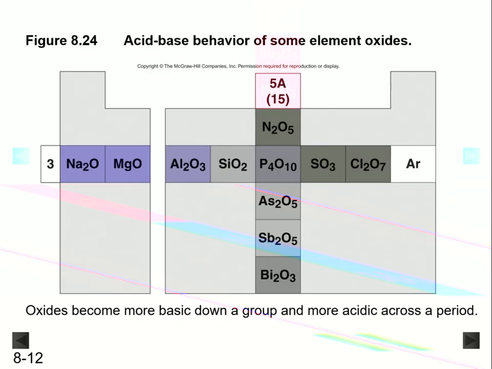The more red it is, the stronger the acid. The pinkish ones are weak acids. And the purple one there, aluminum, is both acid and base. And then the blue ones, the more blue, the stronger the base. Strongest base is sodium oxide, Na2O.